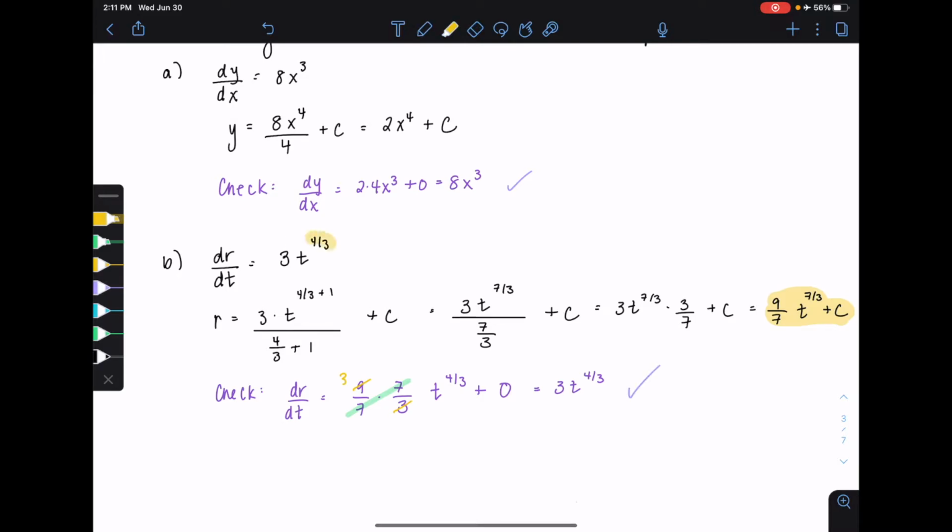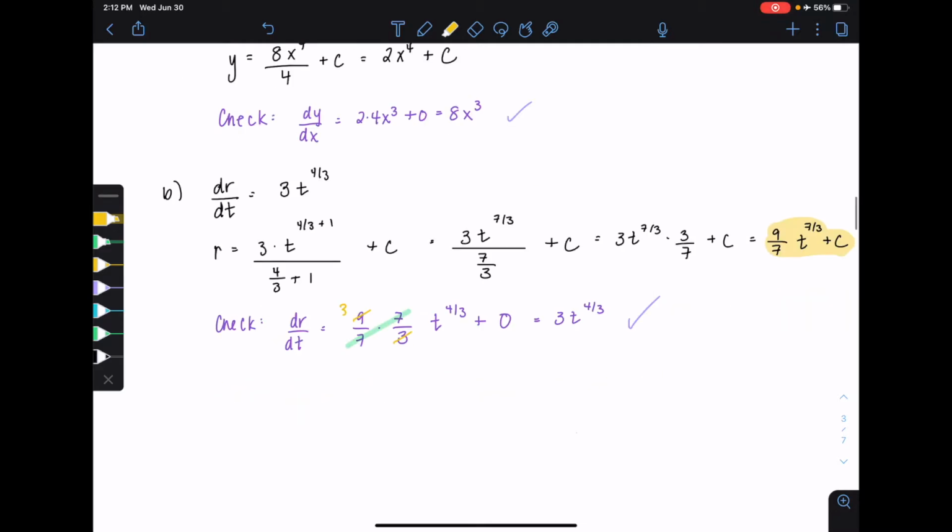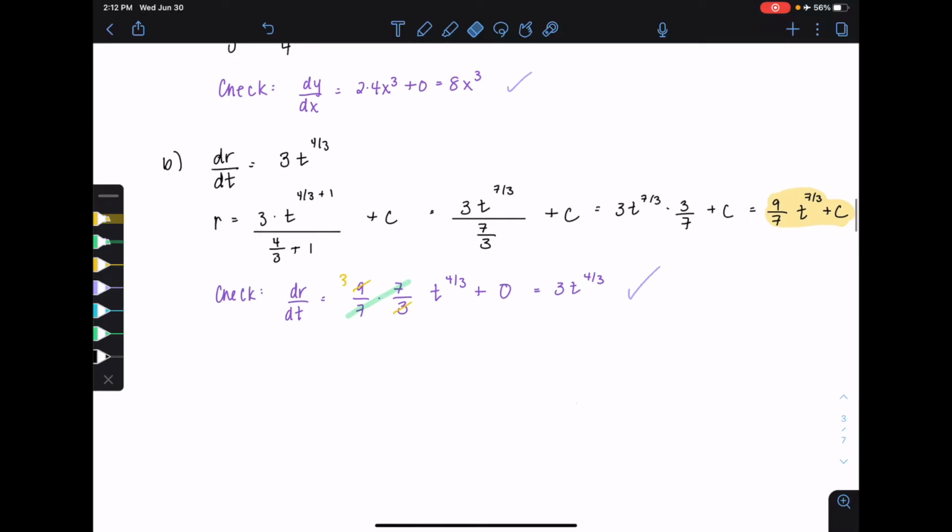So again, I land right back to where I started. So I know I have found the correct antiderivative or solution to this equation. So now we can talk about what this indefinite integral is, knowing that I've used the word constant of integration for this value of c.